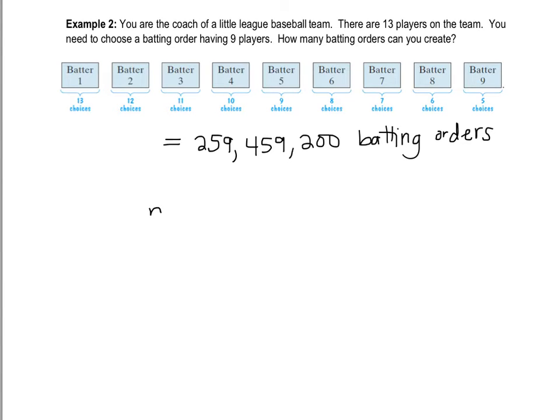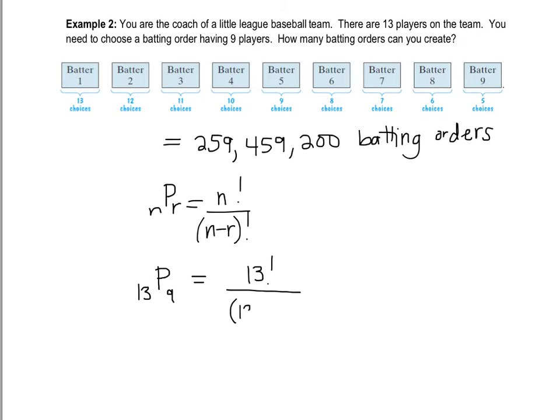So n permutations taken r at a time. The formula we learned is n factorial over n minus r factorial. We have 13 batters and we're going to permute them 9 at a time. Remember, we want 9 players in our batting order. So that's going to be 13 factorial over 13 minus 9 factorial.